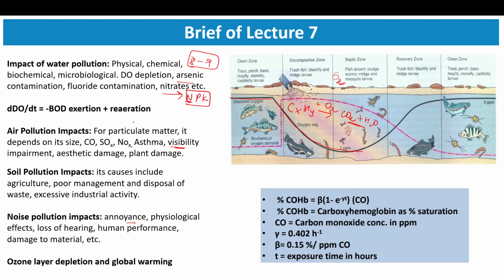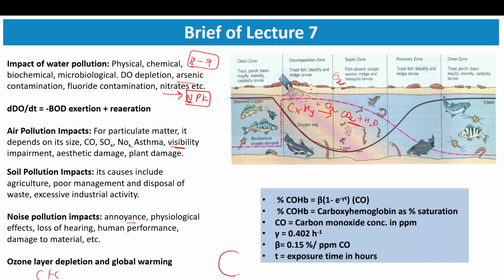Further, ozone layer depletion happens because of CFCs, which are chlorofluorocarbons, which were used in refrigerators. Now those are emitted into the atmosphere. Once they are emitted, they have the tendency to react with the ozone layer.